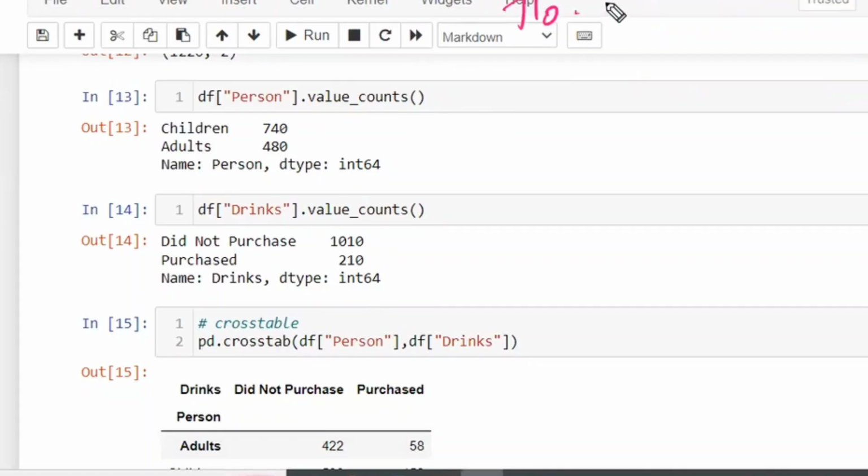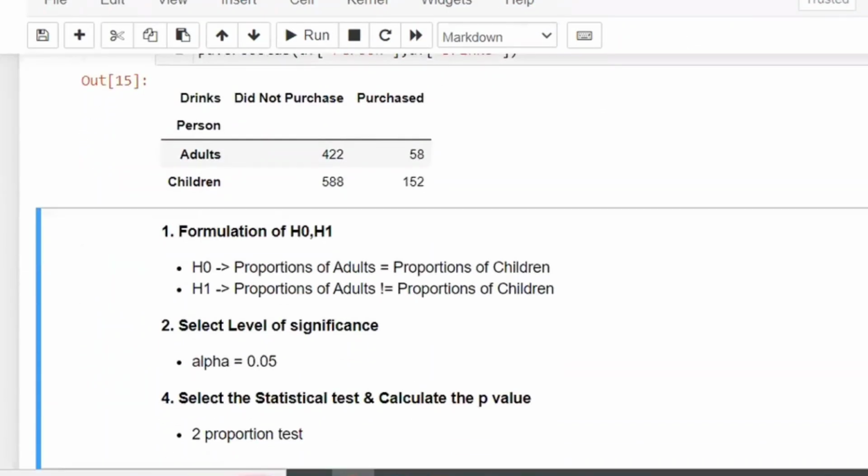What is the null hypothesis? Both are equal: the proportion of children buying is equal to the proportion of adults. Both are the same. The alternate hypothesis is that both are not the same. See? The proportion of adults being equal to the proportion of children is the null hypothesis.